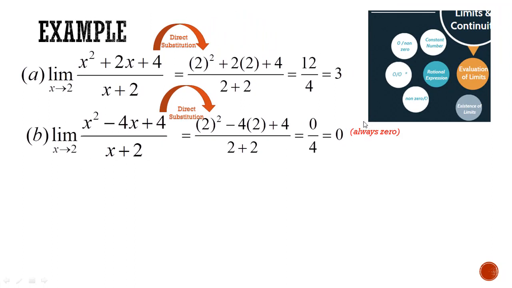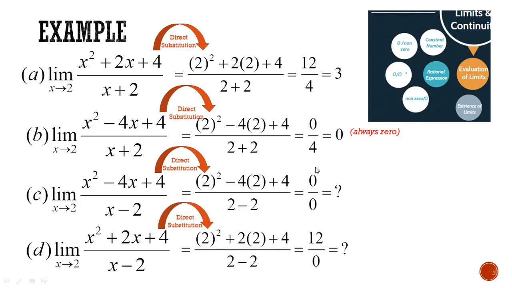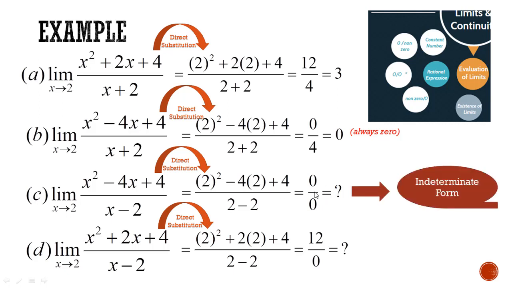So how about the other 2 cases? Examples C and D will show you when the denominator is 0. In example C, it is 0 over 0, where there's a 0 factor. And example D is also a denominator with 0. The only different part is the numerator is a constant number. So these two we cannot say with a direct answer, but we call example C an indeterminate form, and example D we will call an infinite limit.